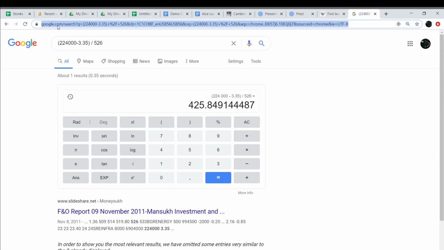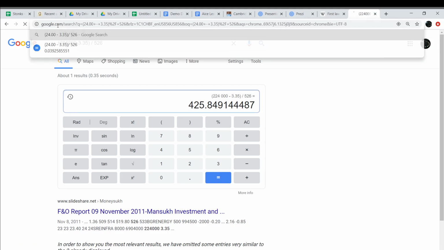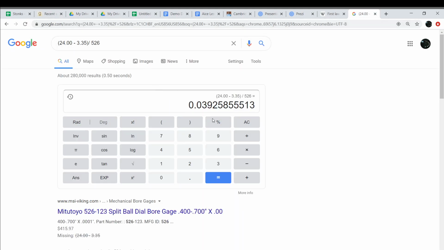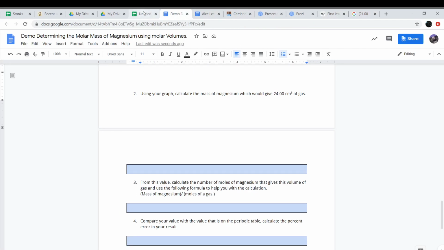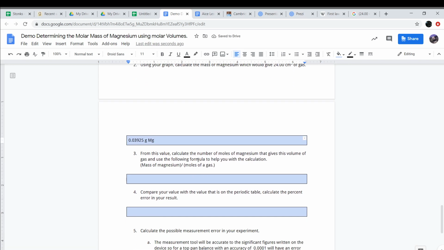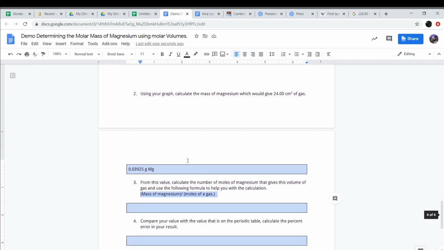And we'll just straight copy this into Google. And it's 0.03925. So this will answer our question here, 0.03925. Okay? And this is going to be grams, and we should put magnesium. Okay? From here, we're going to calculate the number of moles of magnesium that gives this volume. Okay? So mass of magnesium versus moles of a gas.